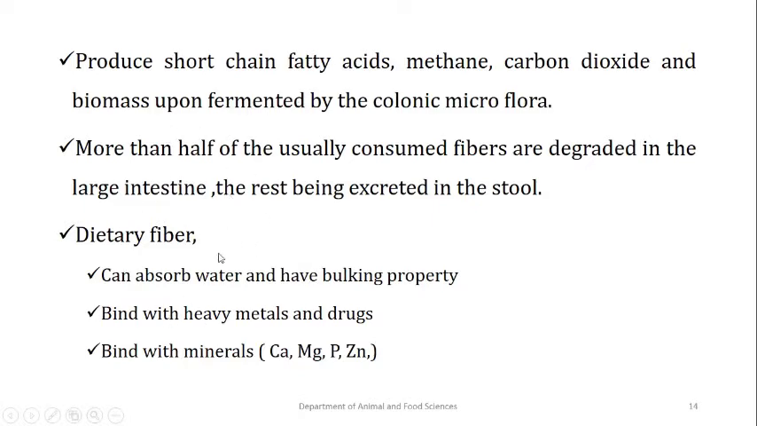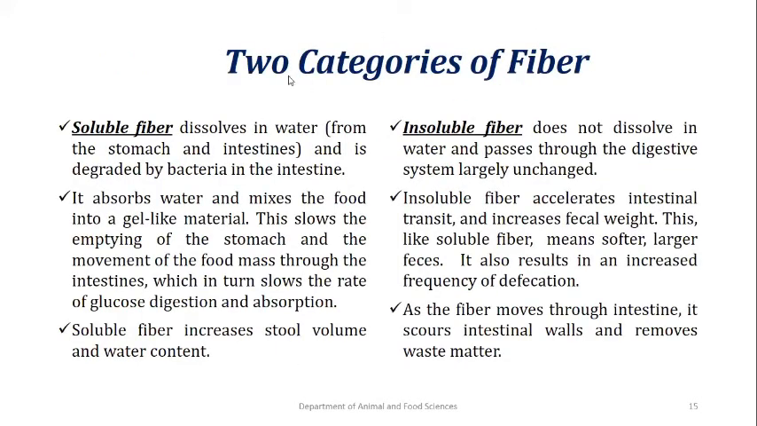Fiber is a kind of complex carbohydrate. Then it can bind with other nutrients such as minerals and vitamins. So when there are fiber-rich foods, generally it means they contain other micronutrients. So with that, we can categorize two different types of dietary fiber.